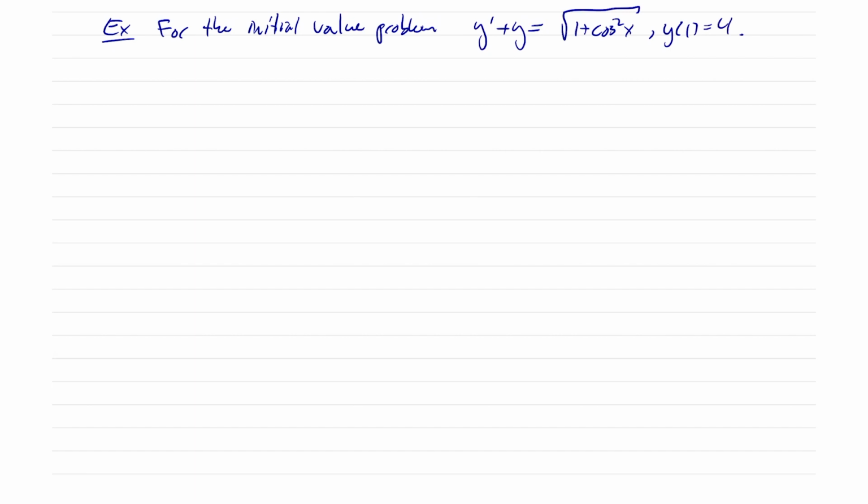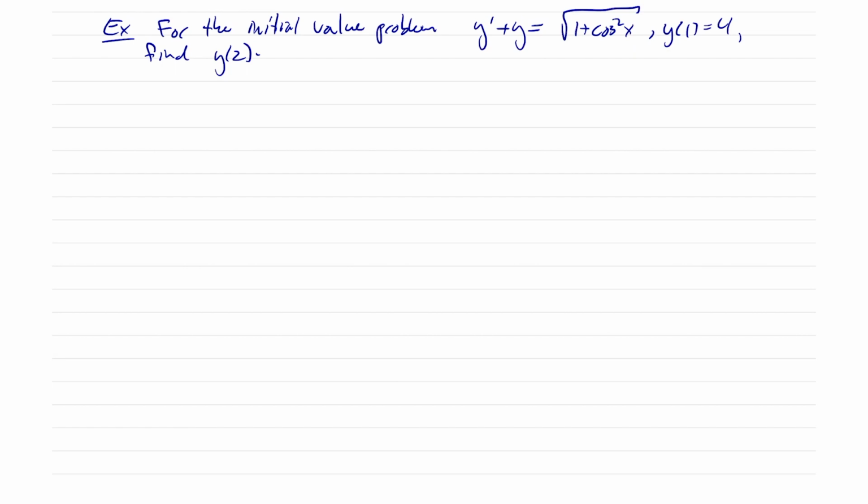So here we have the initial value problem. They give us y prime plus y is equal to the square root of 1 plus cosine squared of x, for y of 1 is equal to 4. They want us to find y of 2. Okay, so first of all, we need to solve this differential equation.